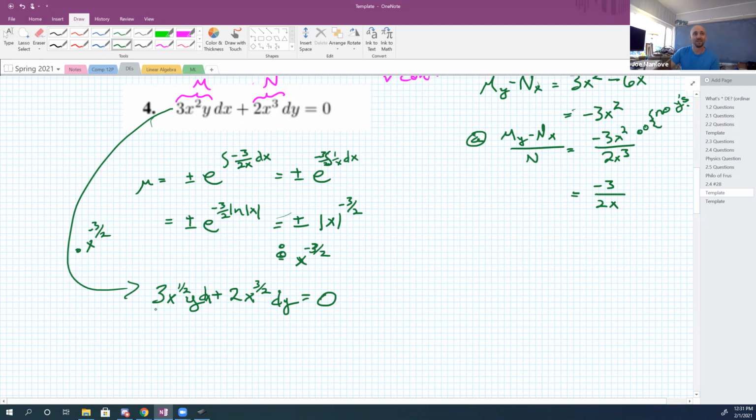This is playing the part of m, right? So now I've got my new equation, m hat dx plus n hat dy equals 0. And so I just need to check whether m hat y is equal to n hat x. So the y derivative of this thing is 3x to the 1 half, and the x derivative of that thing is 3x to the 1 half. Okay, cool. You guys all good on that? Mm-hmm.